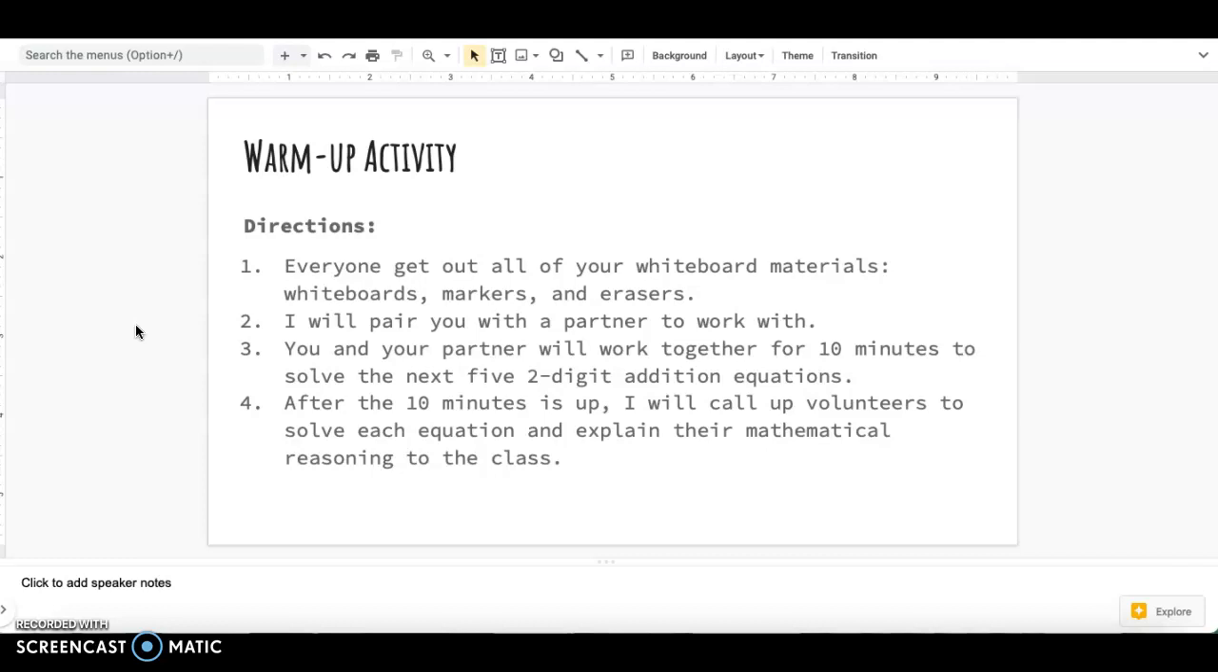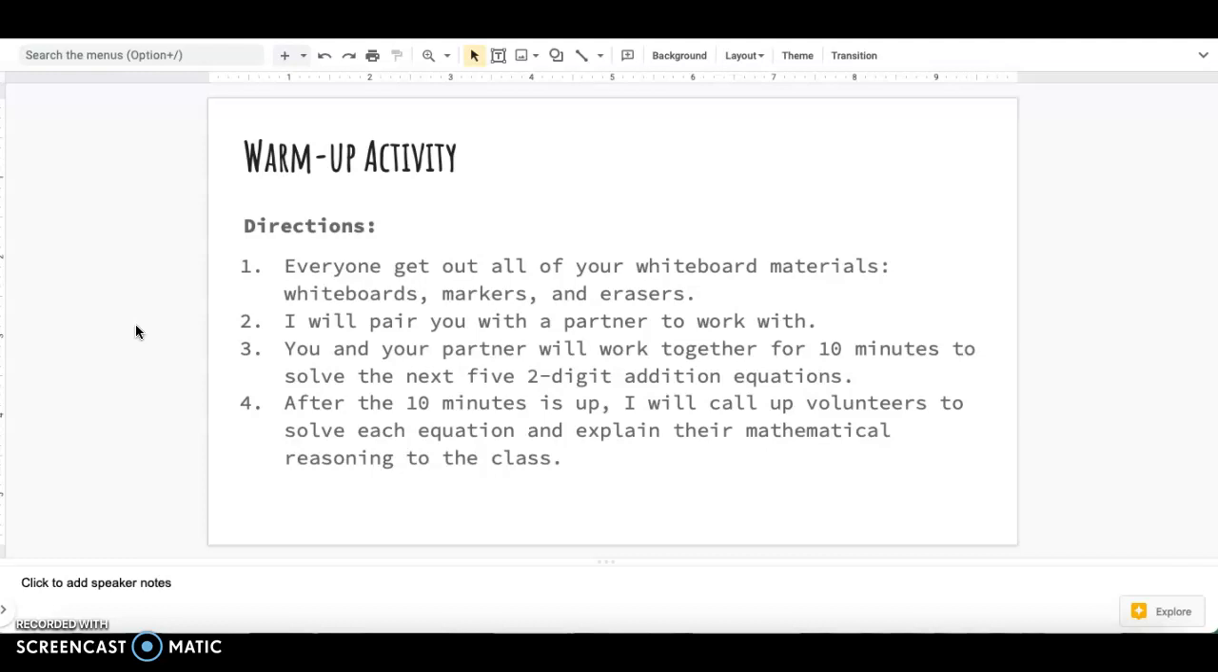Step 2, I will pair you with a partner to work with. So I've already pre-assigned partners for my students. Step 3, you and your partner will work together for 10 minutes to solve the next 5 2-digit addition equations. Now, I will also preface this by saying that they may use whichever strategy they find most comfortable. And then step 4, after the 10 minutes is up, I will call up volunteers to solve each equation and explain their mathematical reasoning to the class.